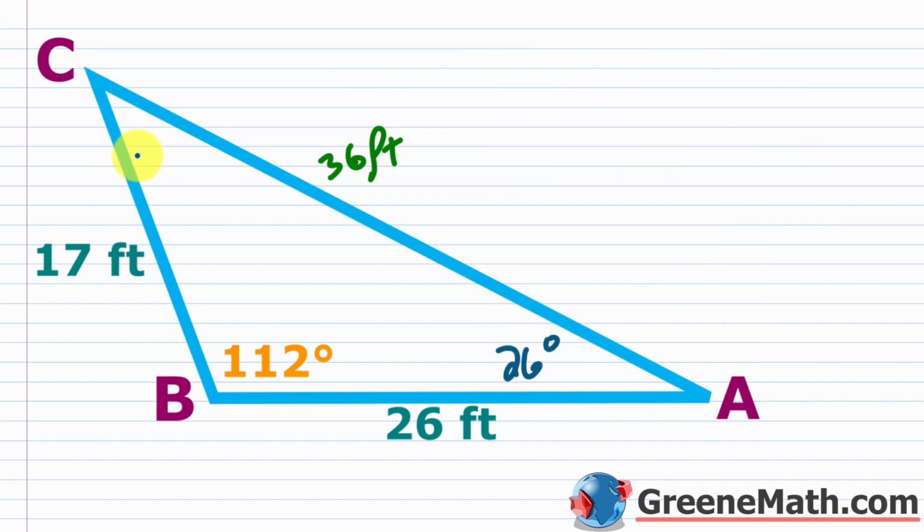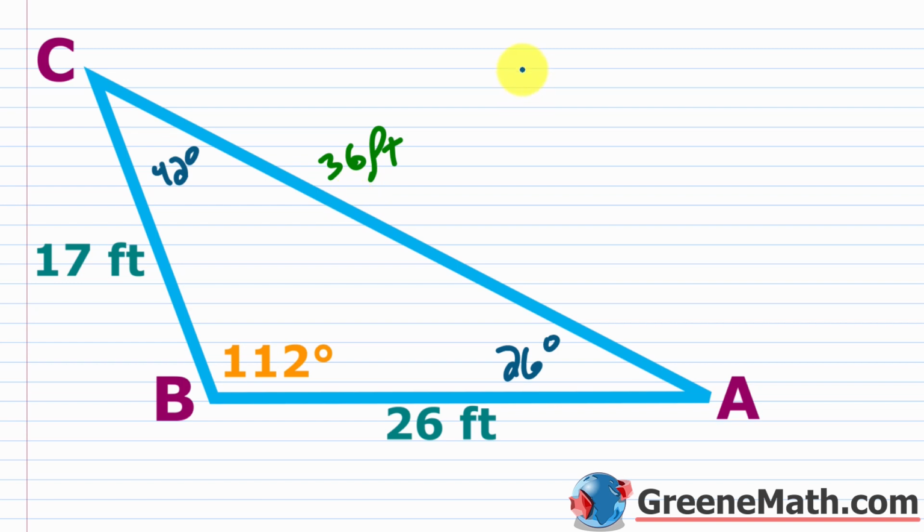Now for the measure of angle C, again, you could just do 180 degrees, which is the sum of the measures of all the angles in a triangle, and then minus 112 degrees, and then minus 26 degrees, and that's going to be 42 degrees. So solving this triangle, we found that the measure of angle A is about 26 degrees, the measure of angle C is about 42 degrees, and then the length of side B is about 36 feet.